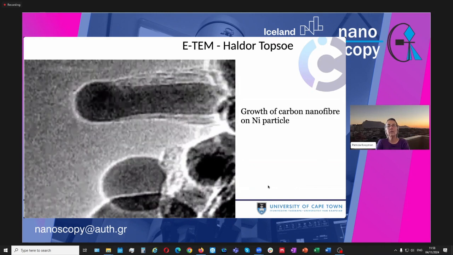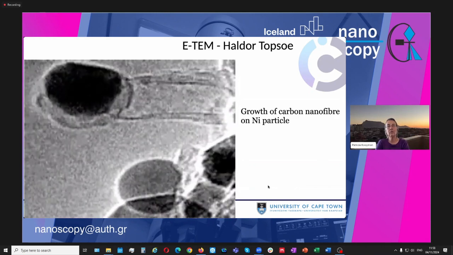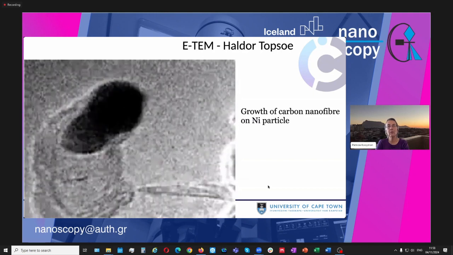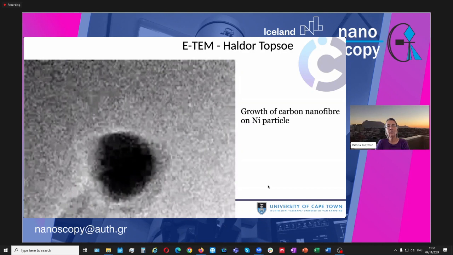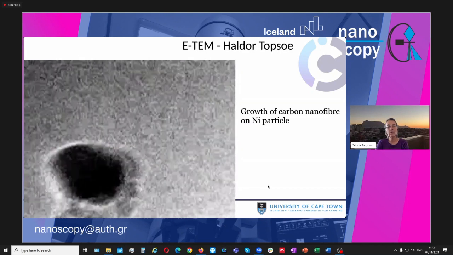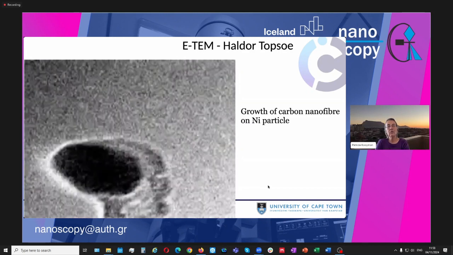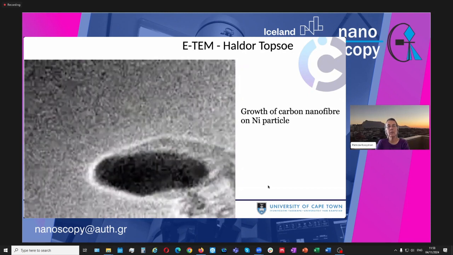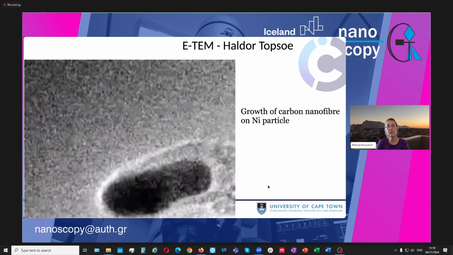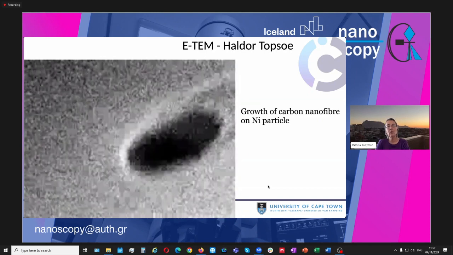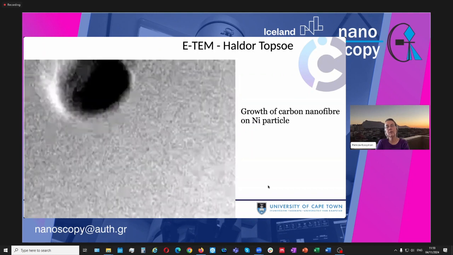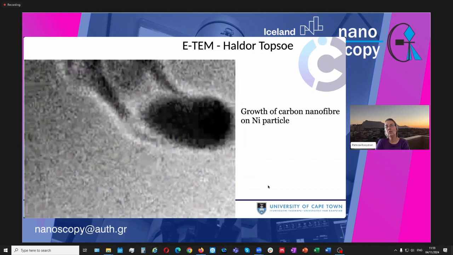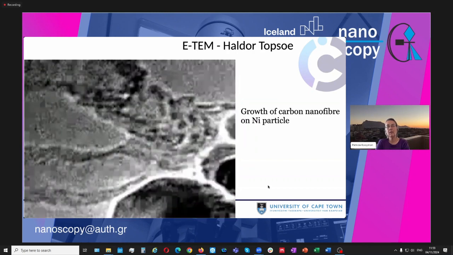So one of the results that's been very famous is what Haldor Topsoe produced on the growth of carbon nanofibers on a nickel particle, where you see that at the start of the process, the nickel particles are on a support material, but the strength of these growing carbon nanofibers is so strong that the nickel particle gets completely stretched out, and then the strain of that is so much that it dislodges from the support material, and it just gets carried away by the growing carbon fiber.